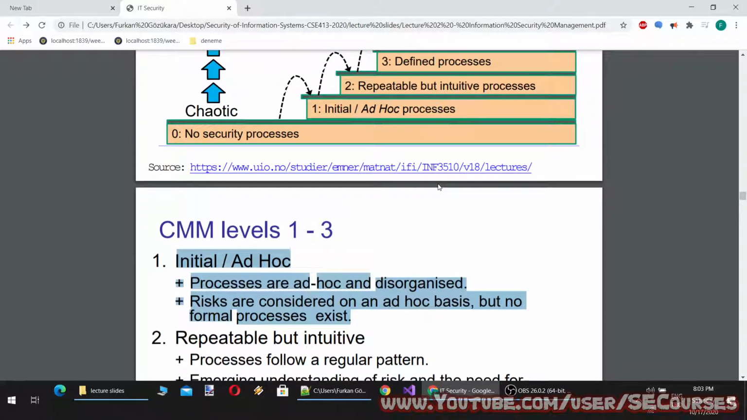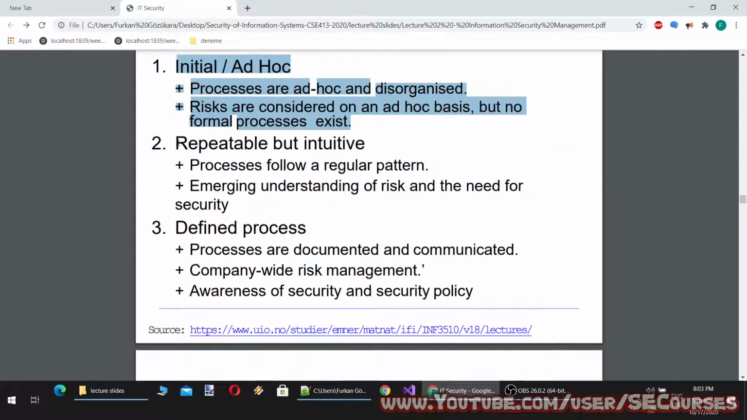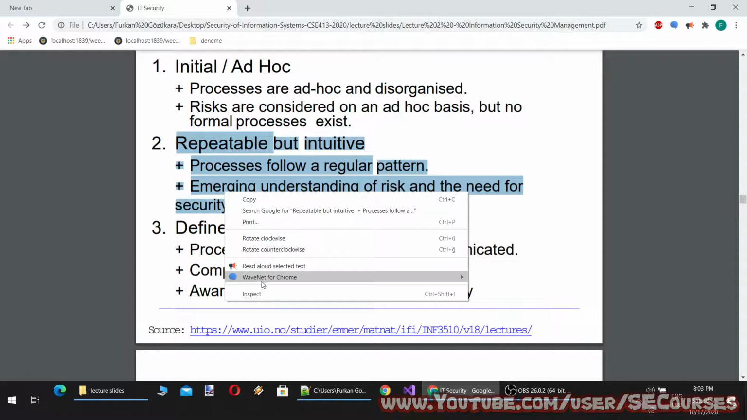So what does that mean? That means that we, let's say, buy a software and directly start using it, and perhaps take some security measurement on that software level and nothing else. Okay, level 2.